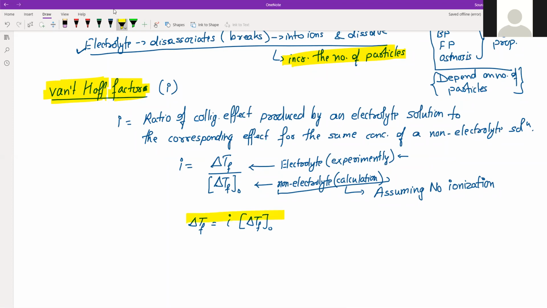So what we have to do is simple. In case of our numericals, we still do the same thing. That is, we still use the concentration and all to find the delta TF. And later, when we have to find the actual values, we just multiply it by I. What is I? I is the Van 't Hoff factor. Okay, so that is about the Van 't Hoff factor, or the solutions containing electrolytes, or electrolytic solutions.